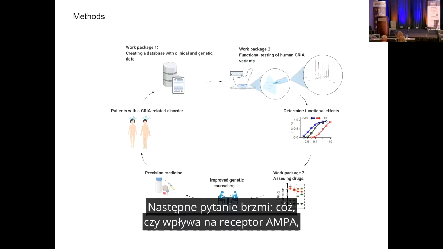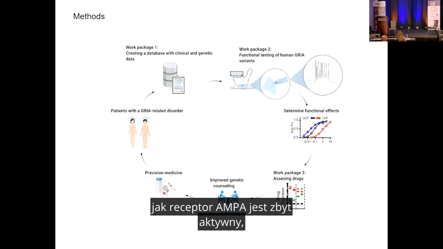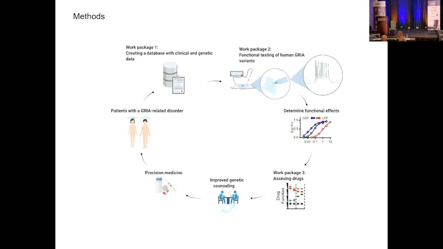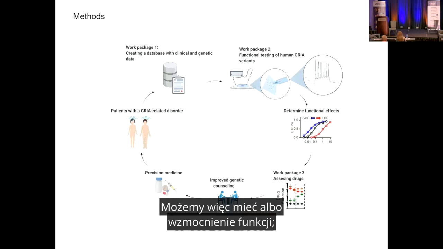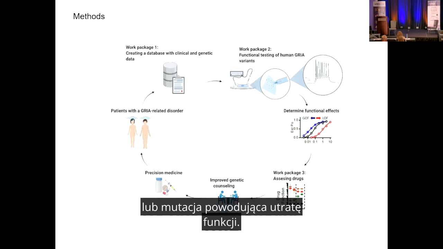Next question is, well, if it's affecting the AMPA receptor, how is the effect? Is the AMPA receptor too active, which we call a gain of function, or is it not functioning enough and has a lost effect? This is a loss of function. So we can have either a gain of function or a loss of function mutation.